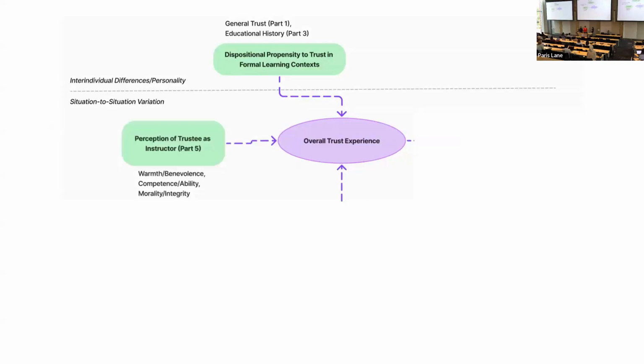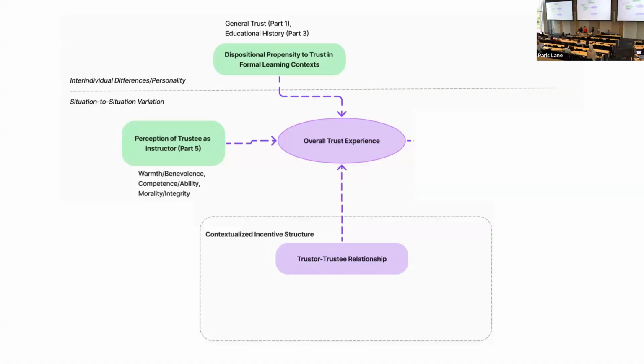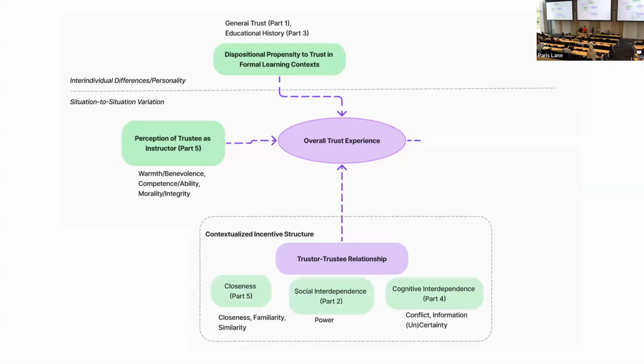Once they're in the classroom, there are a variety of components that contribute to whether or not they trust me and their overall trust experience. This includes the perception of me as the instructor, the trustee, as well as their relationship with me. And this relationship occurs within a very particular context, a contextualized incentive structure. Students are incentivized to get an A. They've been trained, right, to be incentivized by A's, and they consider me to hold the A's and be the one that can give it to them. So that power influences every facet of our relationship.